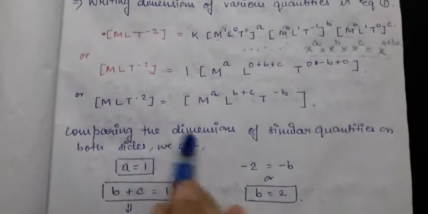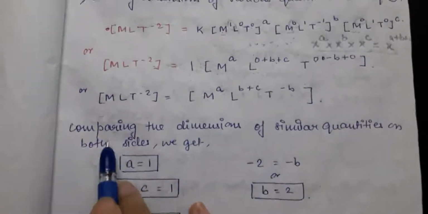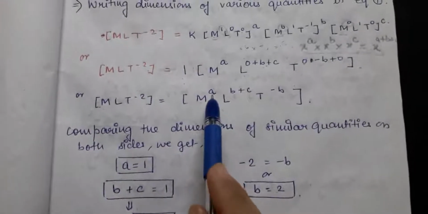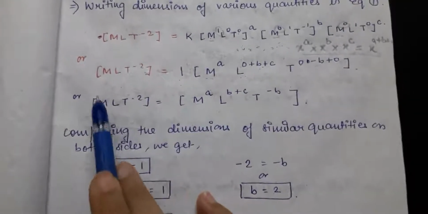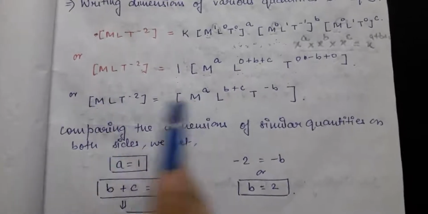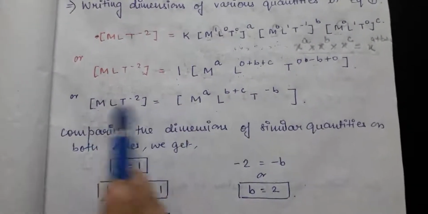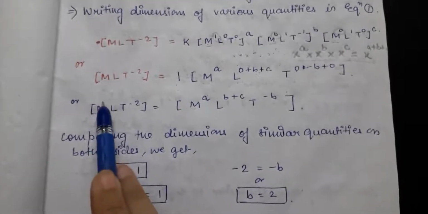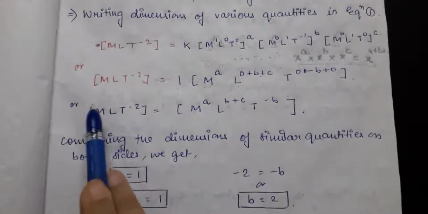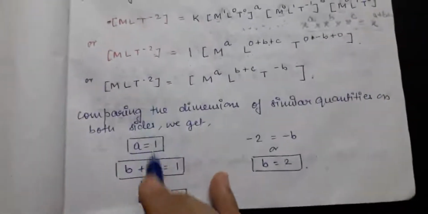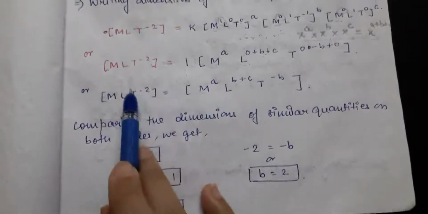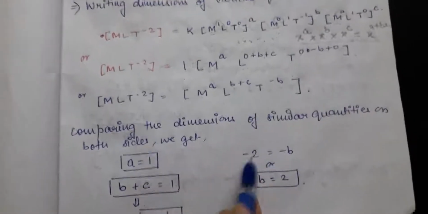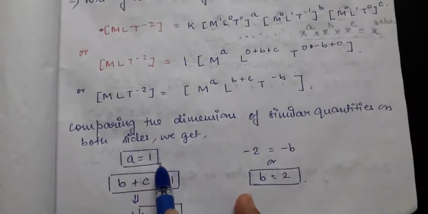So comparing the dimensions of similar quantities on both the sides, if you just compare the dimensions of the physical quantities on both the sides, for mass I have to compare the dimension of mass with the dimension of mass only. So A is equal to 1, and in the same way B plus C is equal to 1, and minus 2 is equal to minus B. So from here we got the value of A: A is equal to 1.